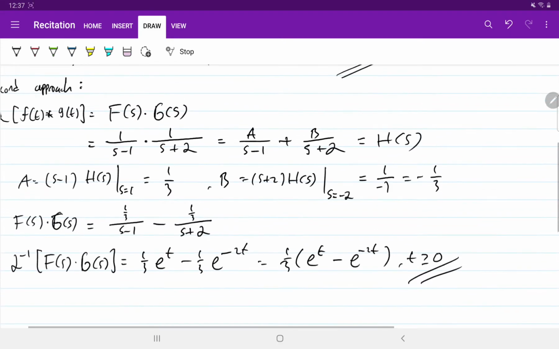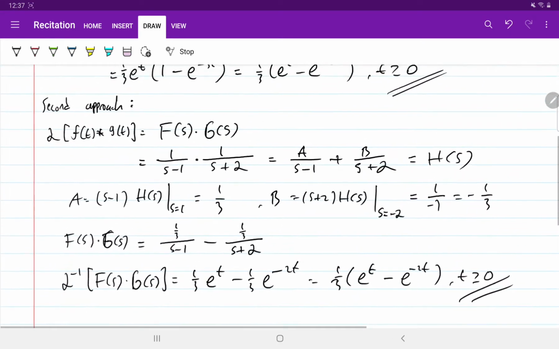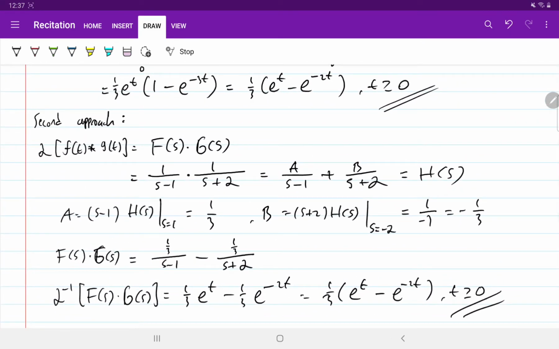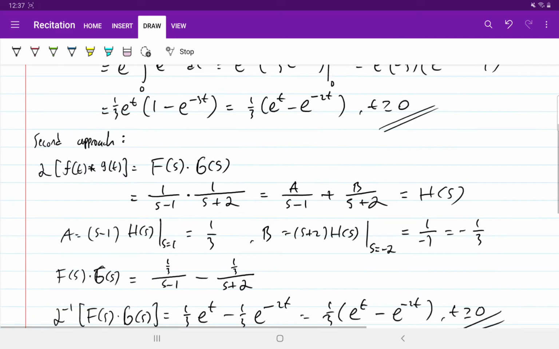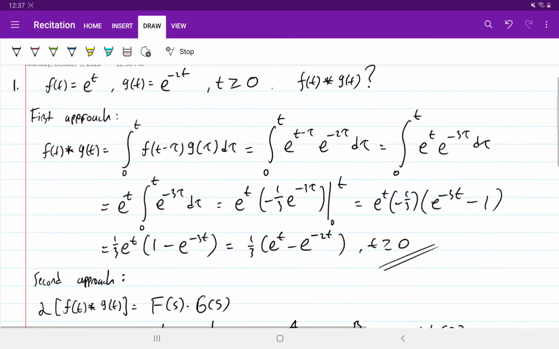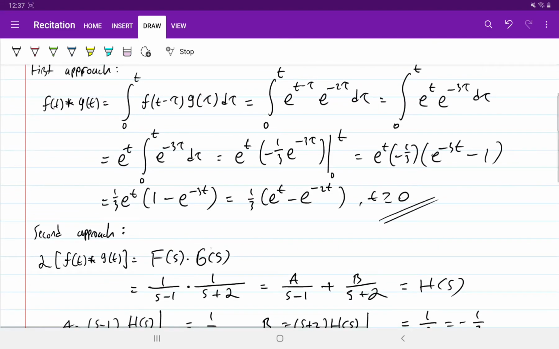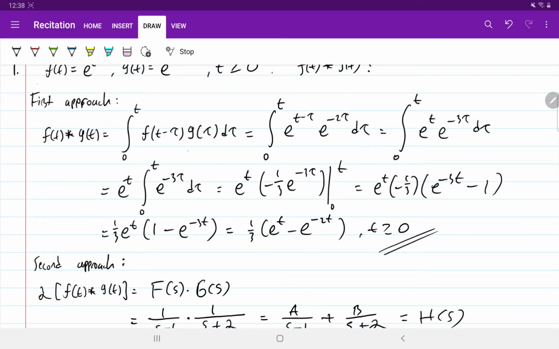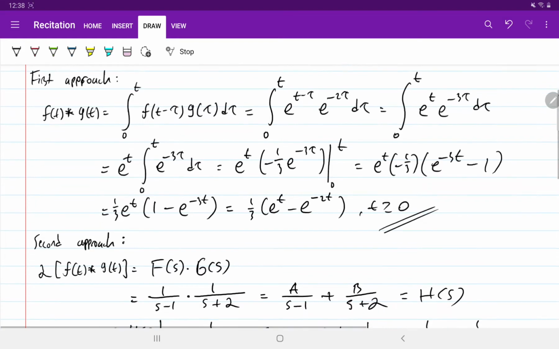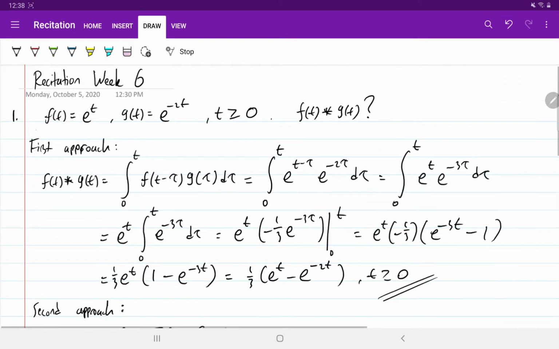Okay, you see that we obtain exactly the same solution. So either way, you can use the Laplace transform, or by using the definition of convolution.